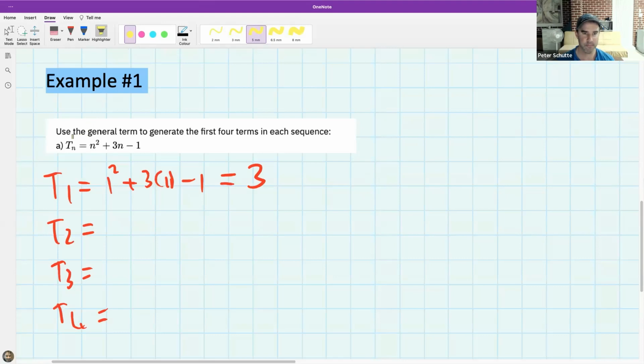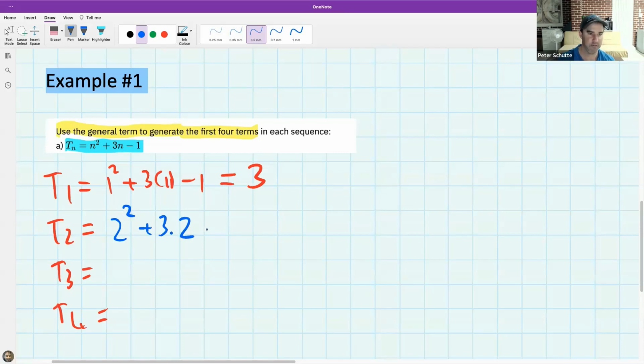In this question, it says use the general term to generate the first 4 terms. And this is the general term formula. All I'm doing is subbing into that formula. So watch how the second one is a little bit different. Notice how there's a 2. I'm going to put a dot to mean times. So 2 squared is 4 plus 6. That's 10. So this will be 9. So far in my quadratic pattern, those would be the first 2 terms.